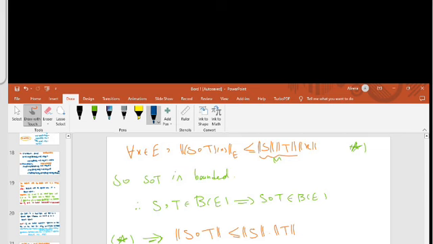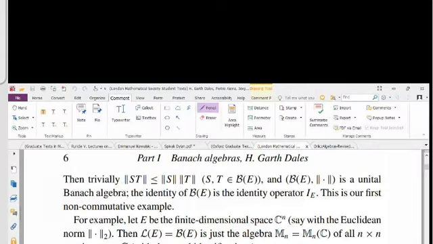So we have this implication: for any S and T in B(E), S∘T is an element of B(E), a linear bounded function from E to E. And also by the star inequality, the operator norm is an algebra norm on B(E), and the identity map is the unit of B(E). Finally, we have this proposition: B(E) with the operator norm is a unital Banach algebra. This is the last example for Banach algebras.